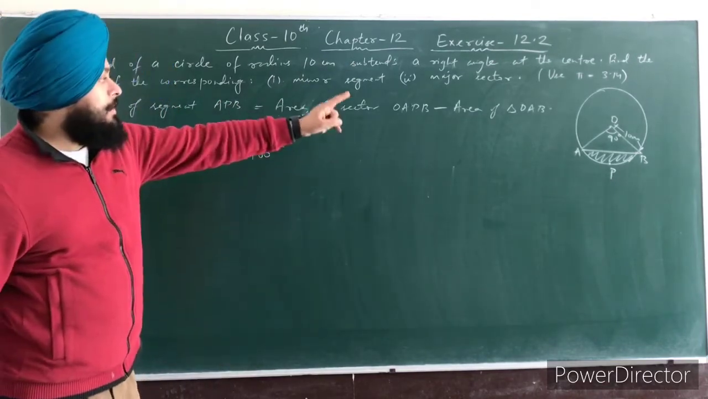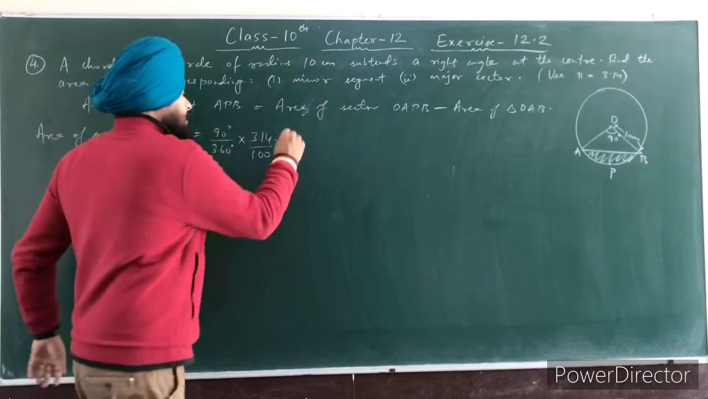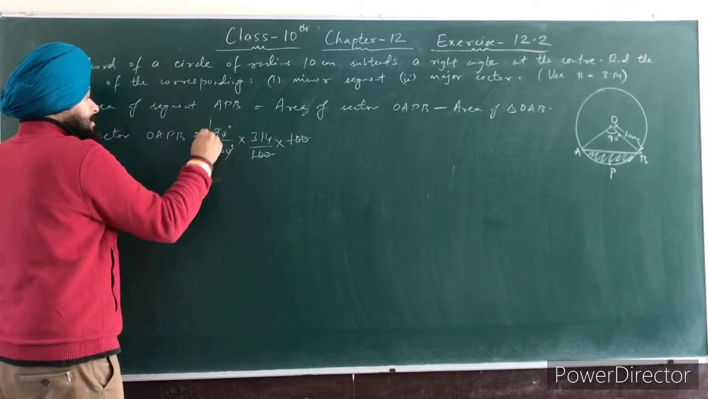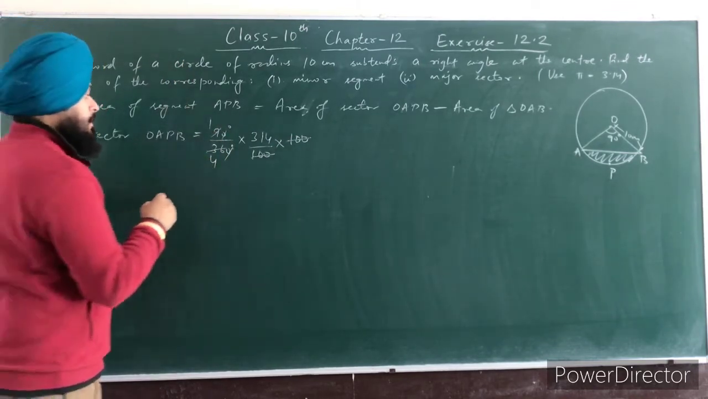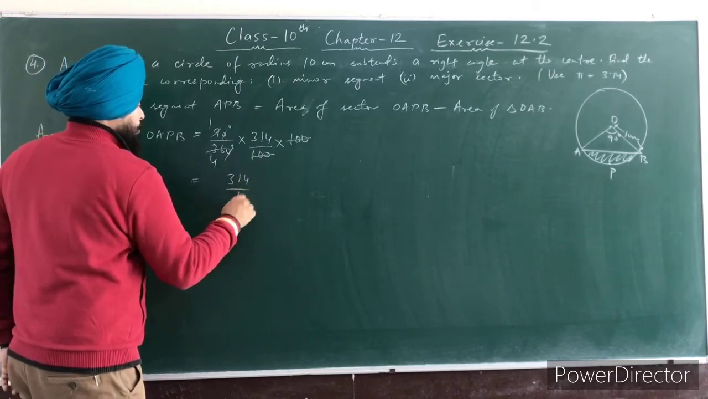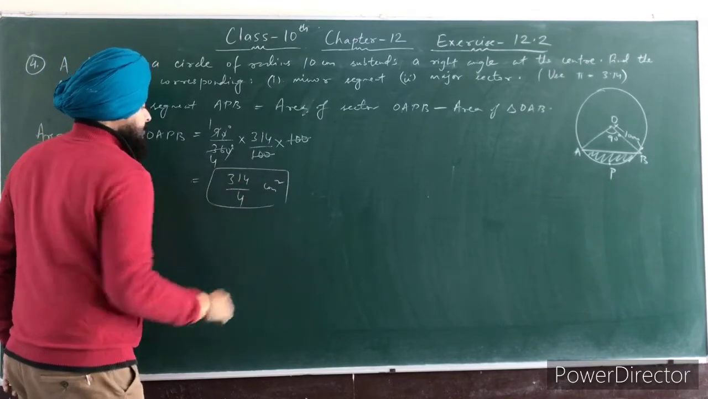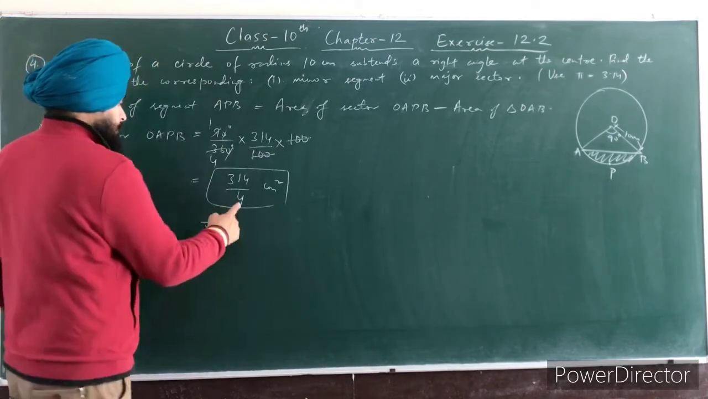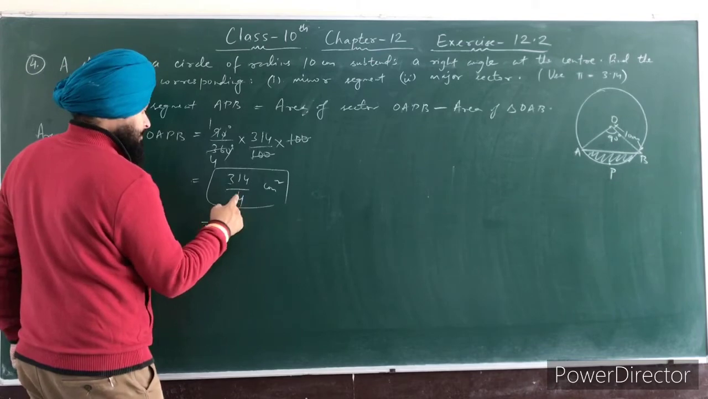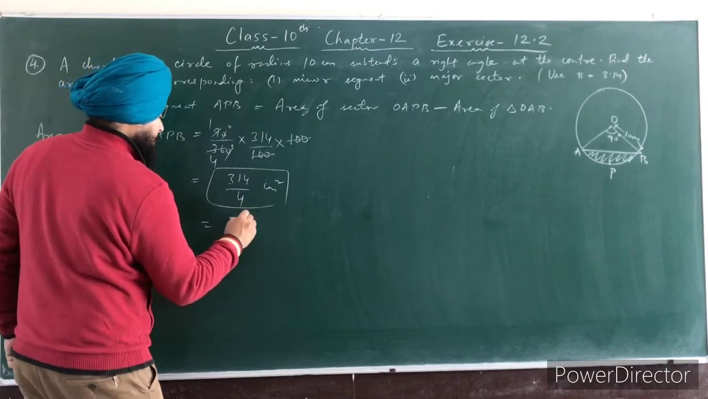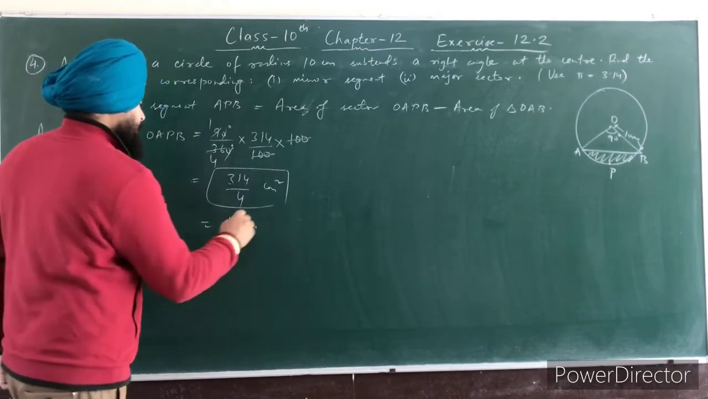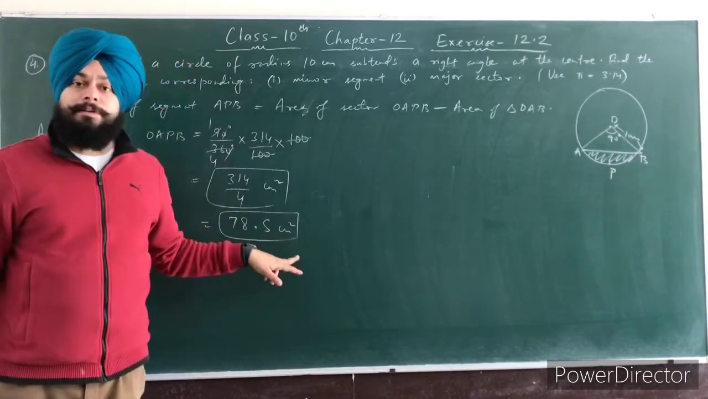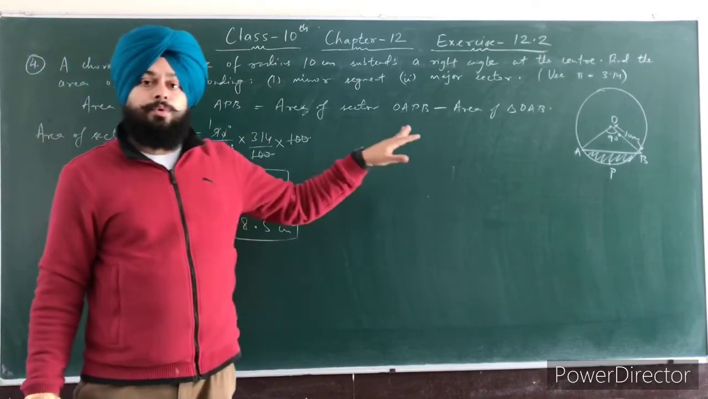So radius is what? Radius is 10. So 10 square is 100. Now cancel this 100. 0 0 cancel. 9 ones are 9. 9 fours are 36. So it is 314 over 4 centimeter square. Or convert it into decimal. 4 sevens are 28. Then 34. 4 eights are 32, 20, 4 fives are 20. So it is 78.5 centimeters square. It is the area of sector OAPB.